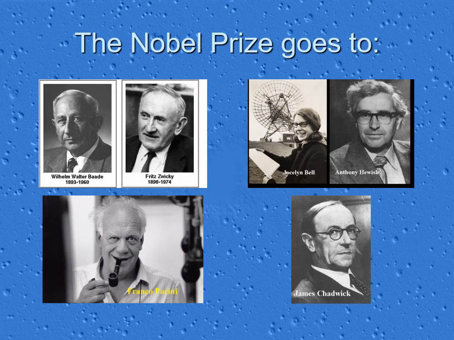Chadwick had already been acknowledged for actually the discovery of neutrons, but he did not actually come up with the idea of neutron stars. So it turns out that Anthony Hewish wins the Nobel Prize.